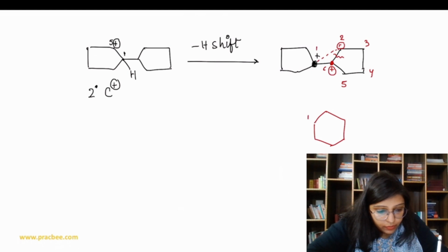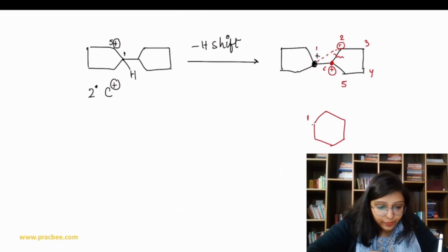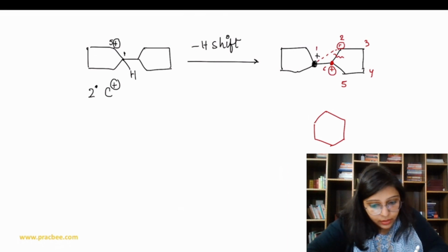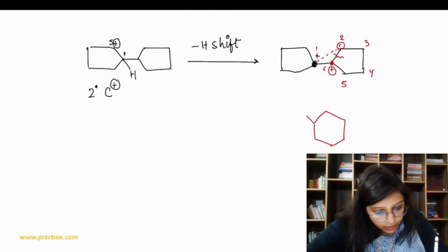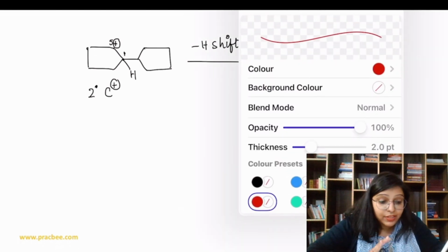This is one number, one number carbon is in the 5-membered ring. So let's form the 5-membered ring like this. This is one number, this is two number, this is three number, this is four number, this is five number, this is six number. So we have positive charge on the 6-membered ring. Okay, not 6-membered, not the 6 number carbon.